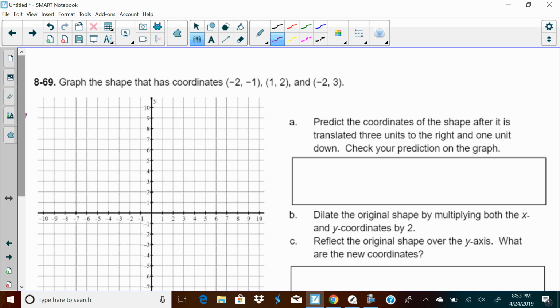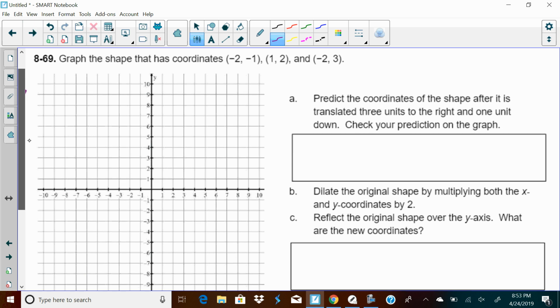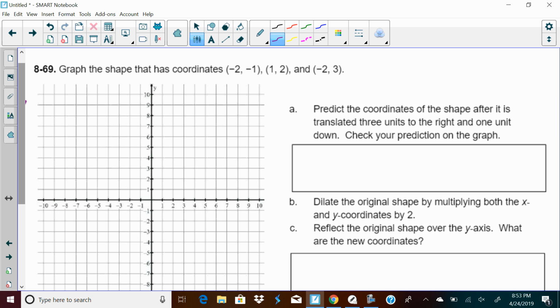69. Graph the shape that has the coordinates (-2, -1), (1, 2), and (-2, 3). So (-2, -1) is right here, (1, 2) is right here, and (-2, 3) is right here. So it's going to be a triangle.